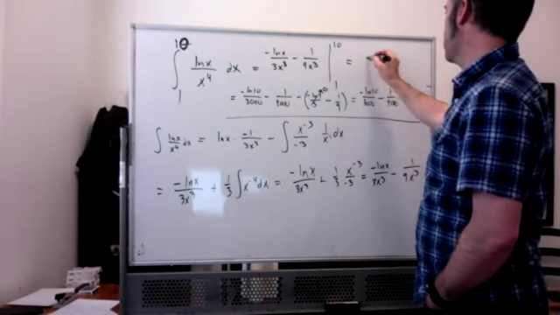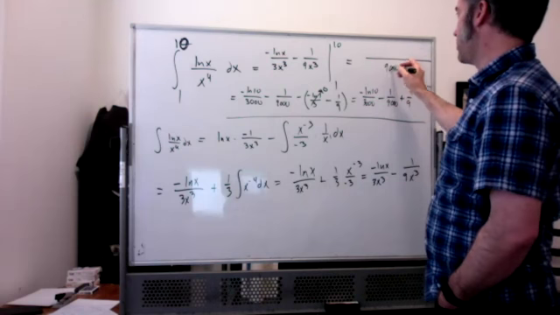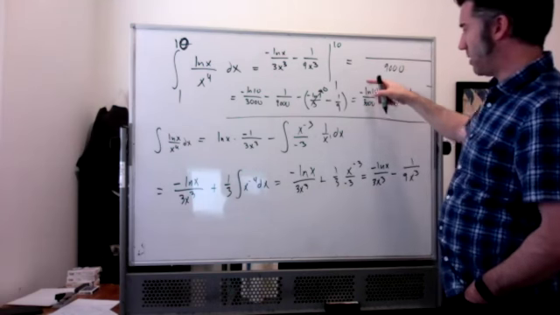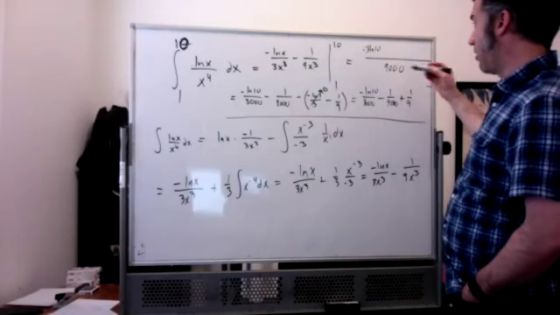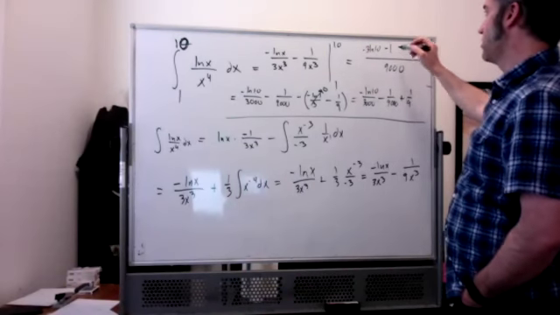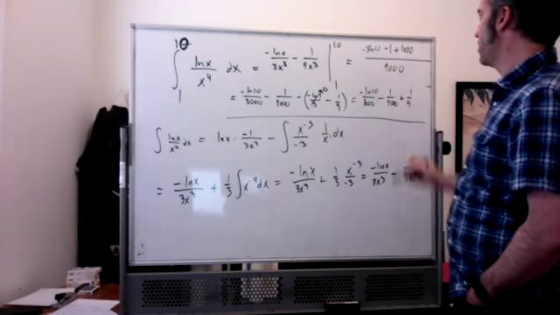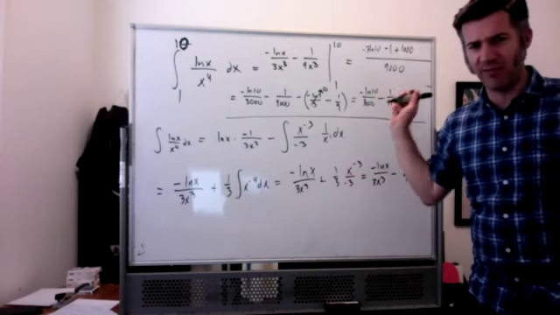This is equal to 9,000 as my common denominator. Multiply this by 3 over 3. Multiply this by nothing. Multiply this by 1,000 over 1,000. So that's how you can write your final line. That part's not that important though.